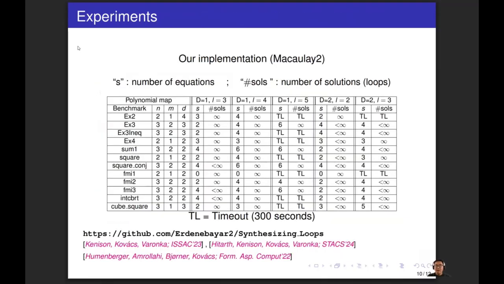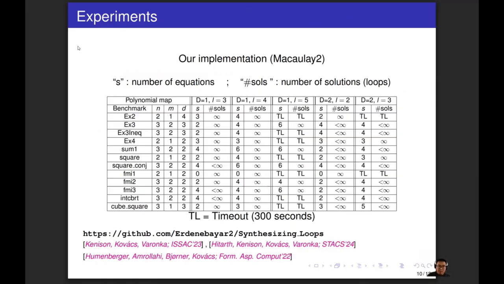Okay, now let me explain some experiment results. We implemented our code in Macaulay2. Let me explain the table. The parameter S represents the number of non-zero equations defining our parameters p, and this also represents the number of solutions of our polynomial system, which is exactly the same as the number of possible loops. The parameter n represents the number of variables in a loop. Parameter m represents the number of given invariants, and the parameter d represents the maximal degree of the polynomial invariants.